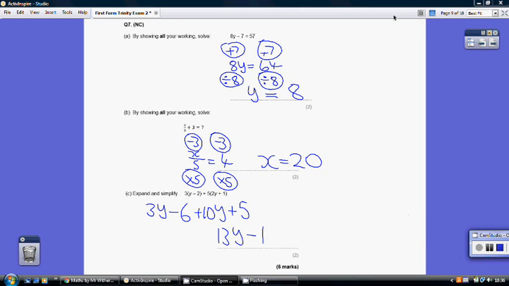Question 7. Now, if you're going to get to grips with any part of the maths in first form, it would be this question that I want you to get to grips with. This is basic algebra, and if you can understand what's going on with this, I'm happy that you've learnt well in your first form at school. So, part A. By showing all your workings, solve this.